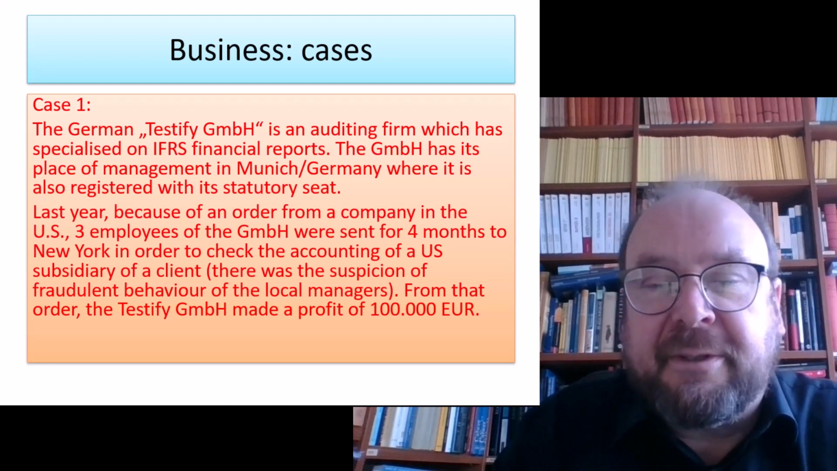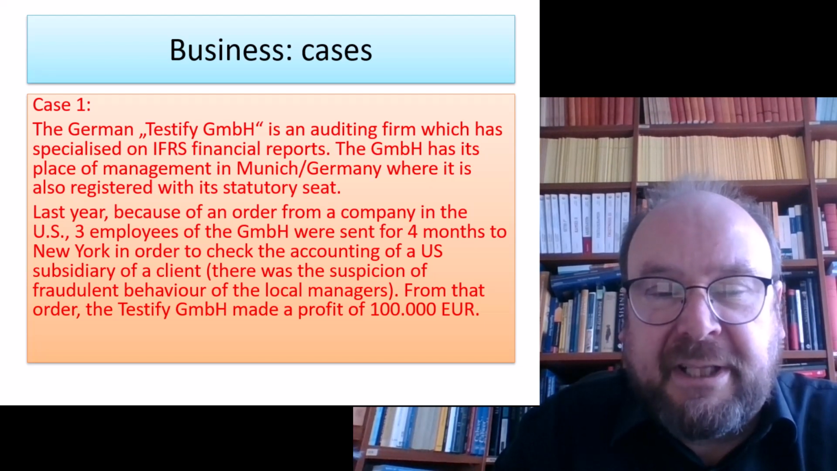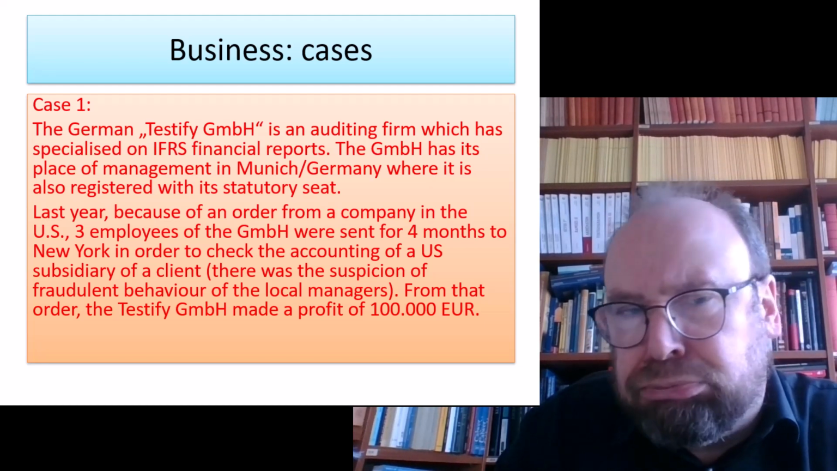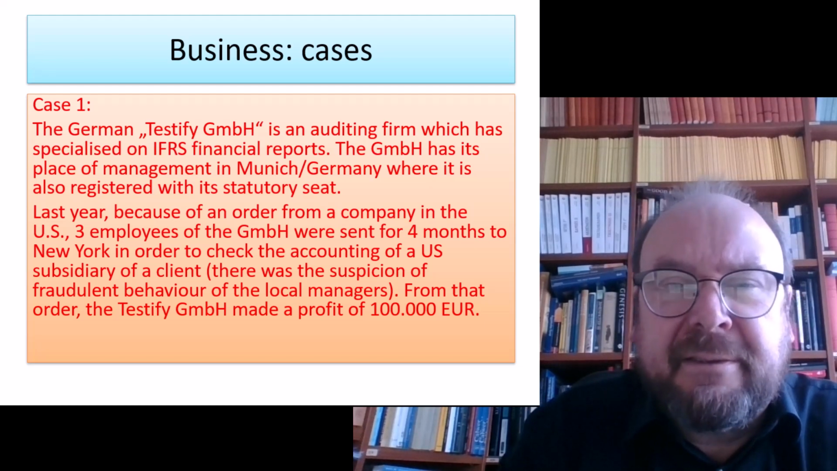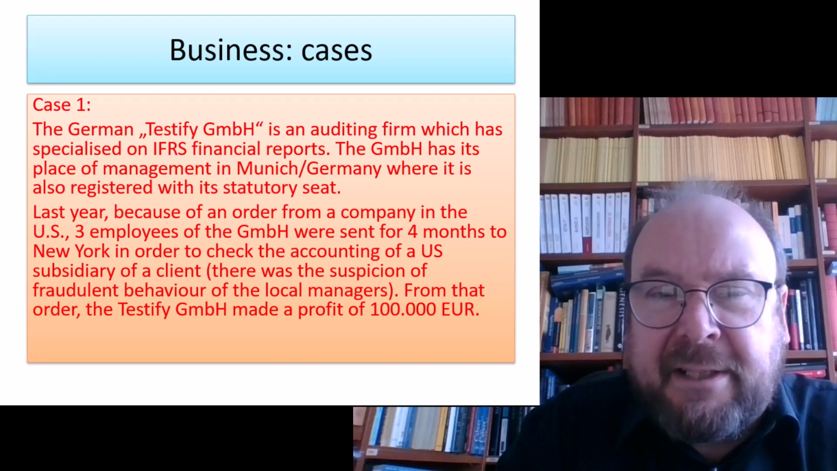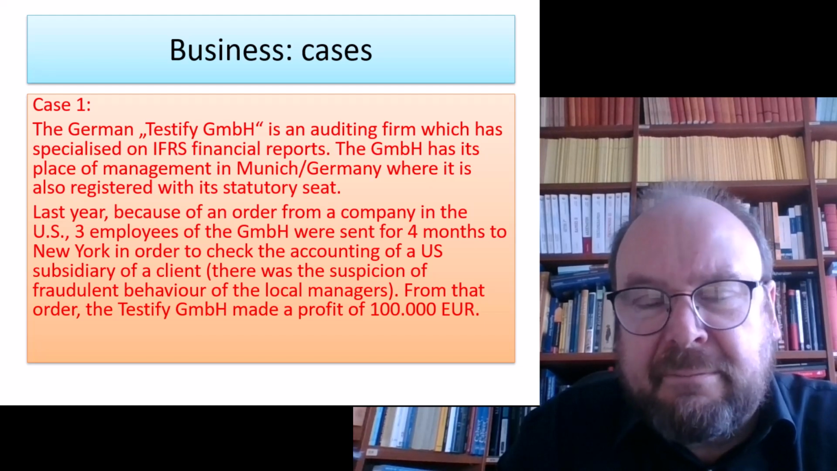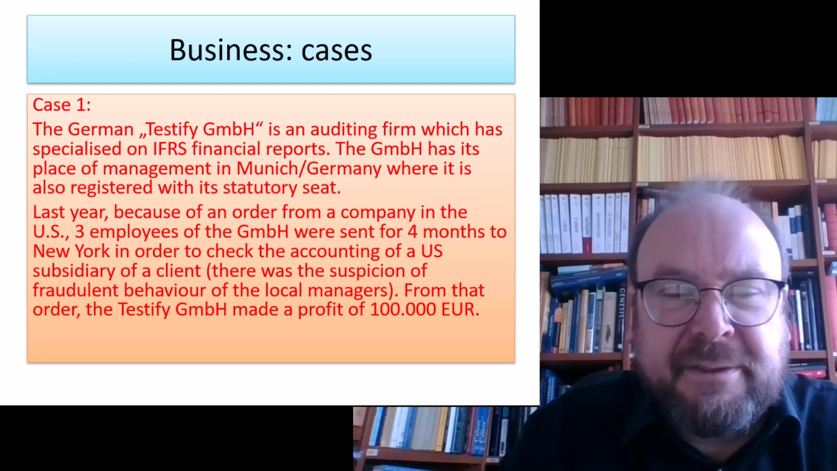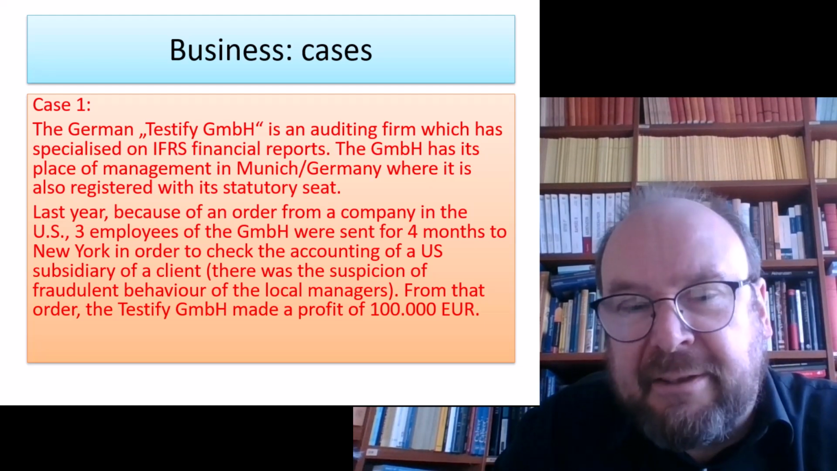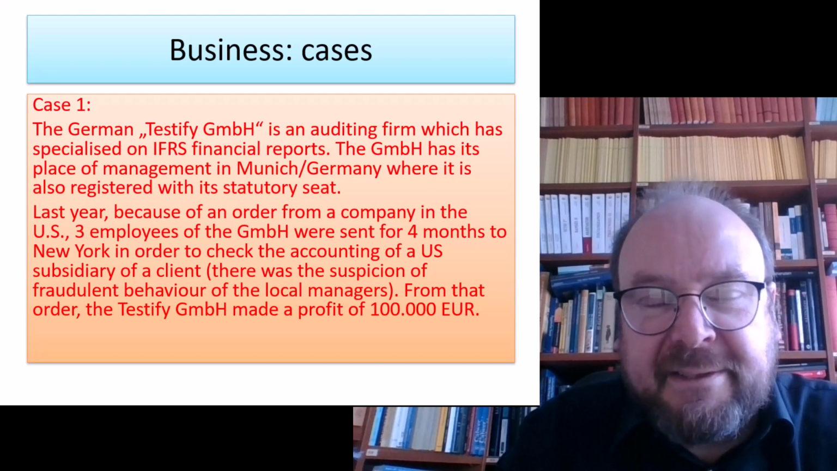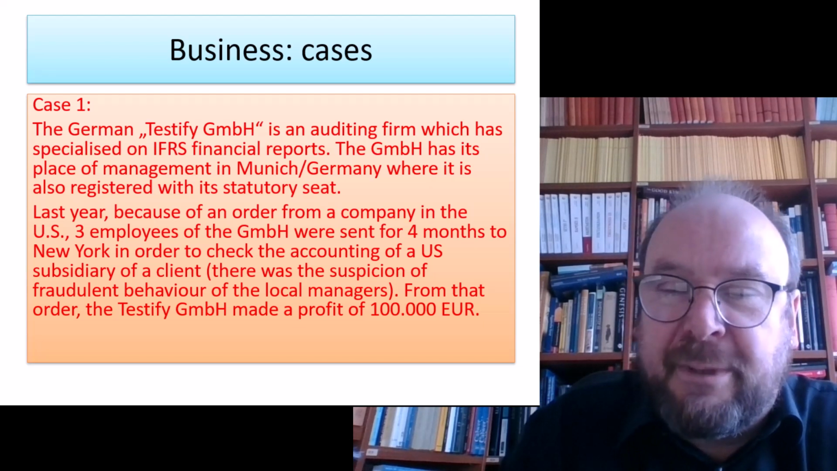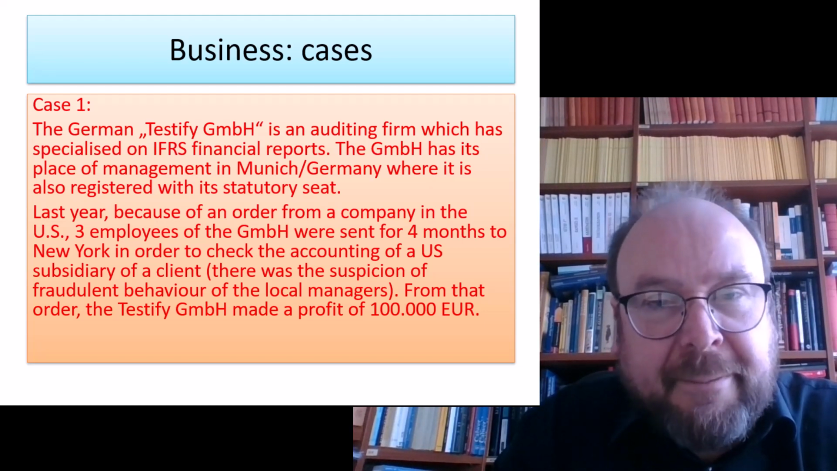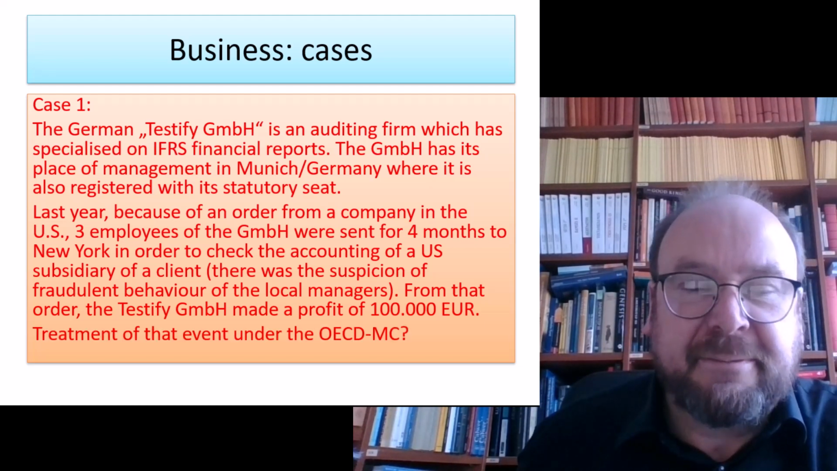Now, as I just said, they have some international orders. So last year, because of an order from a company in the USA, 3 employees of the GmbH were sent for 4 months to New York in order to check the accounting of a US subsidiary of a client. Let's say, for example, they suspected that there were some fraudulent activities going on, so they had to check the accounting if everything was properly done. In the end, the 3 auditors worked there for 4 months, lived in a hotel or so, checked everything, and in the end naturally wrote a nice invoice. And so from that order, the testified GmbH made a profit of 100,000. And naturally, now the decisive question is, can the USA tax a bit of that profit? That's our question, and that is what we have to look into now.